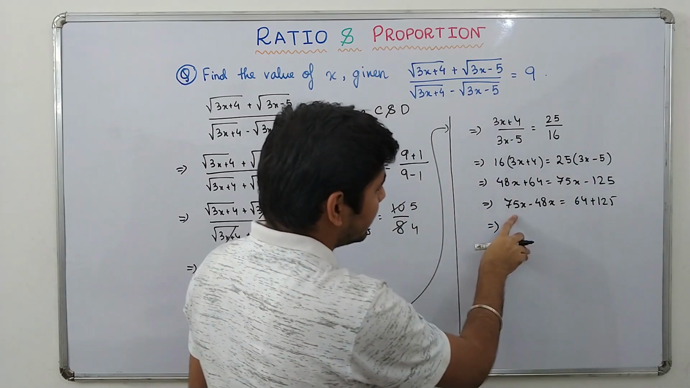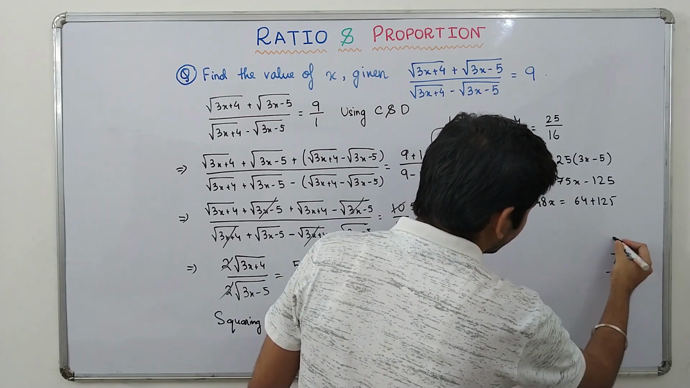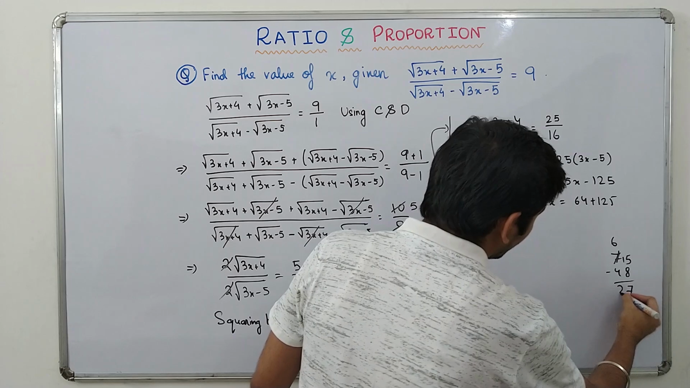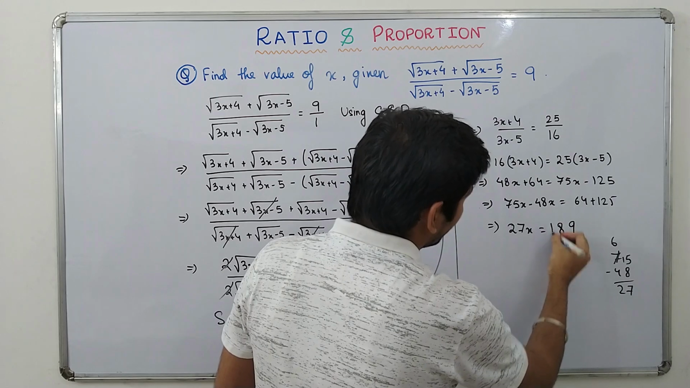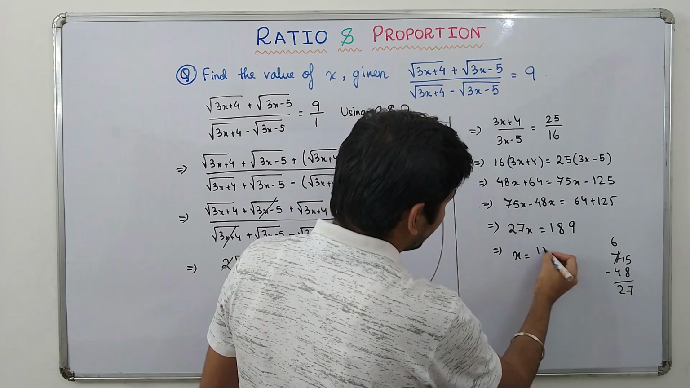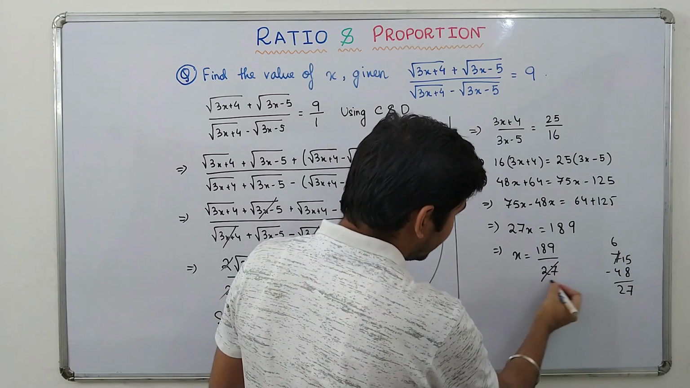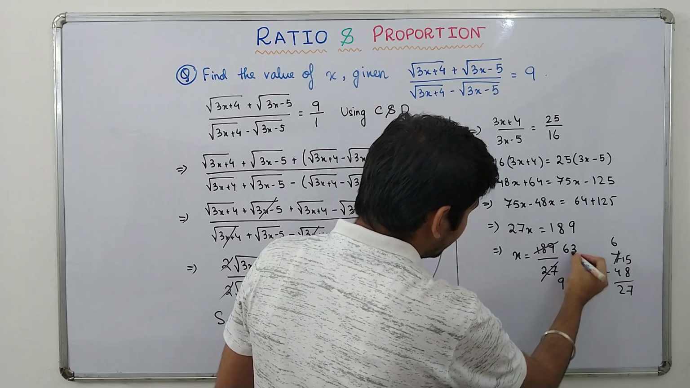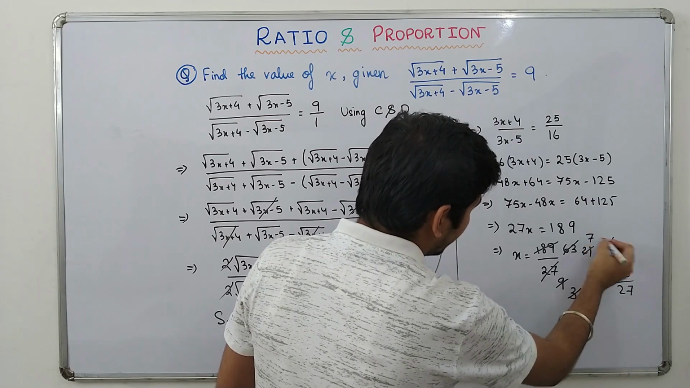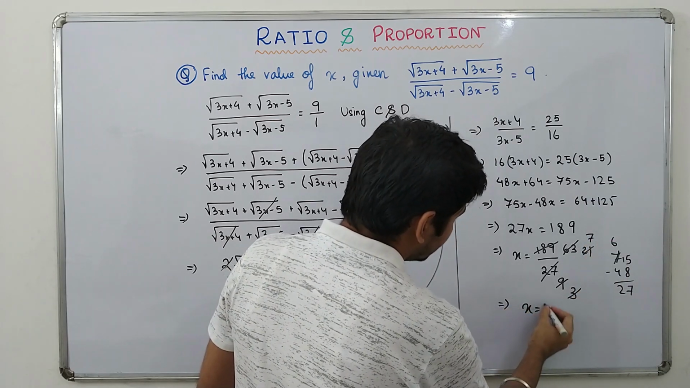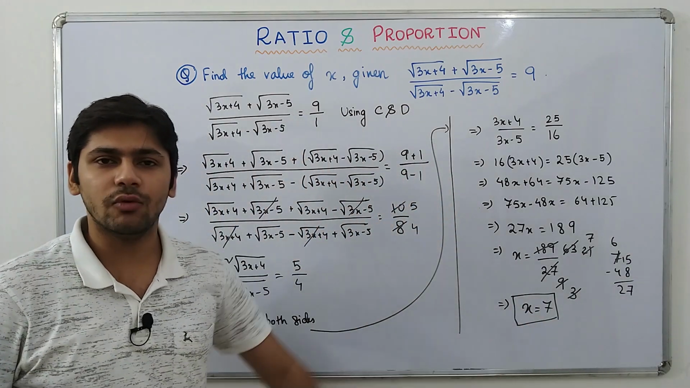So what do we get? 75x minus 48x, let's do that. 75 minus 48 is 27, so 27x is equal to 189. Therefore x is equal to 189 by 27. Let's cancel this out using 3. 3 9s are 27, 3 3s are 9, again 3 3s are 9, 3 7s are 21. Therefore the value of x is equal to 7. So this is our answer.